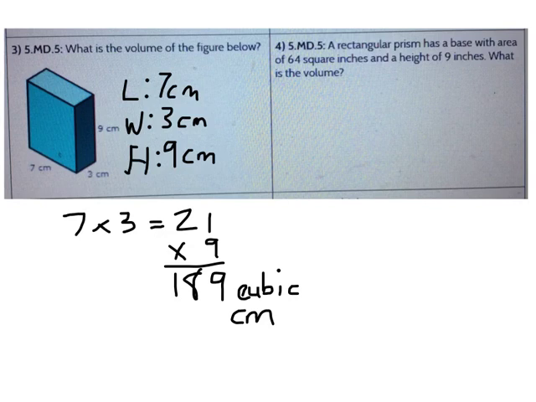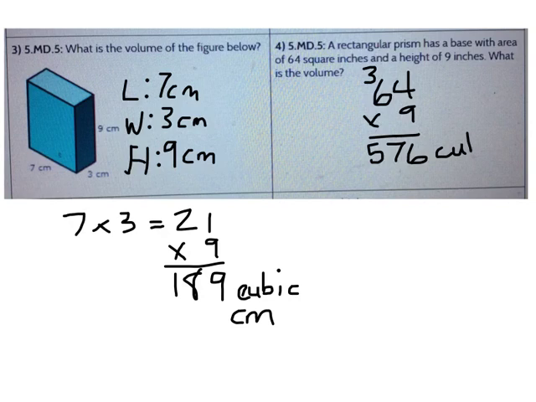Let's look at number 4. A rectangular prism has a base with area of 64 square inches and a height of 9 inches. What is the volume? What operation do I need to use? I need to use multiplication. I can multiply 64 square inches times 9 inches. What's 64 times 9? Well, 9 times 4 is 36. 9 times 6 is 54, plus 3 more is 57. The correct answer is 576 cubic inches.